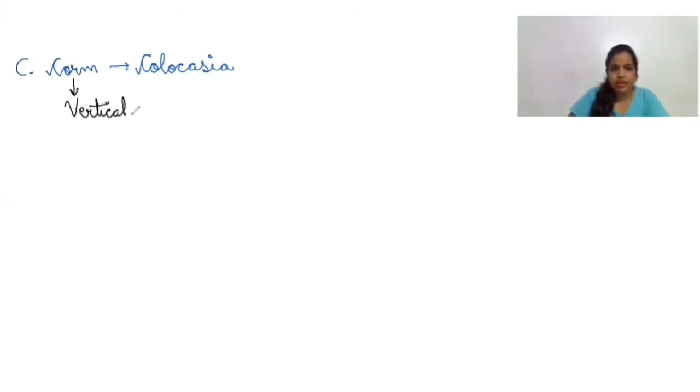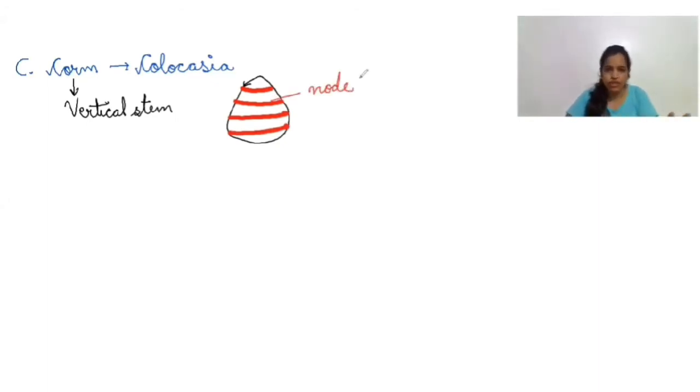Vertical stem. Now, how does this look? The corm somewhat looks like this, because it is a vertical stem, and it will also have nodes and internodes on it, because it is a stem, so nodes and internodes are mandatory. These dark lines are the nodes, and the intermediate space between them is known as the internode. So this is a node. By now you all have learned what node and internode are, right?